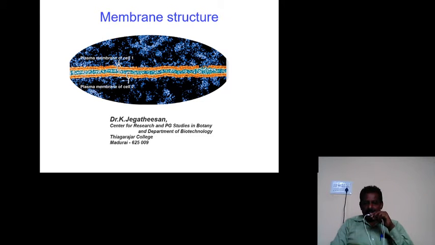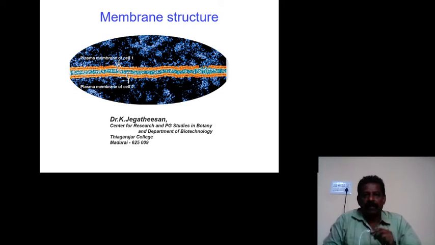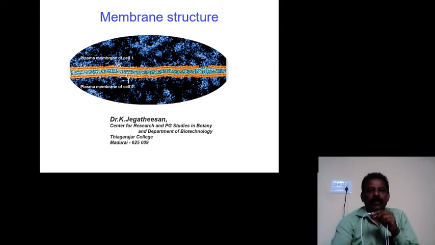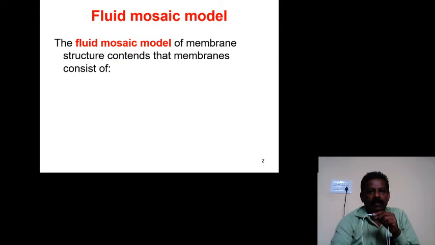Yes, good morning. In cell biology class today, we are going to discuss the structure of the plasma membrane. In short, we call it membrane structure. Plasma membrane is the outermost protective covering of any living cell. It is present in all plant cells, animal cells, bacterial cells, and every living organism has a plasma membrane except viruses.